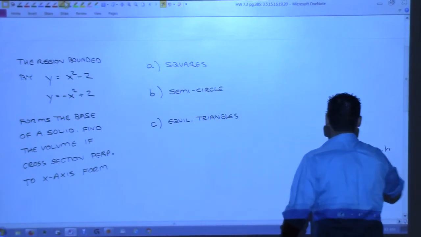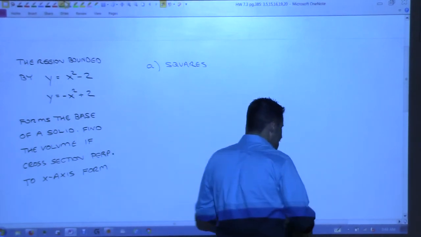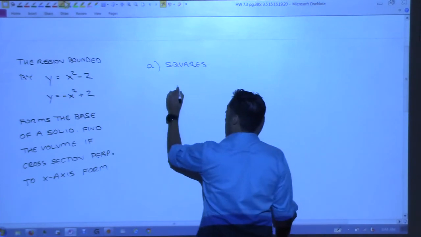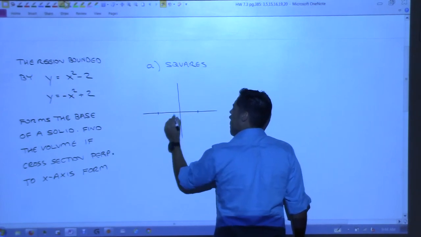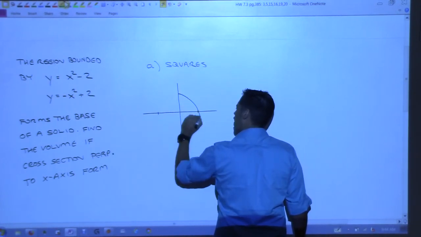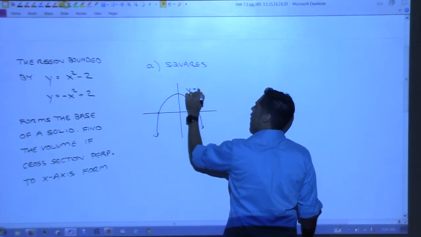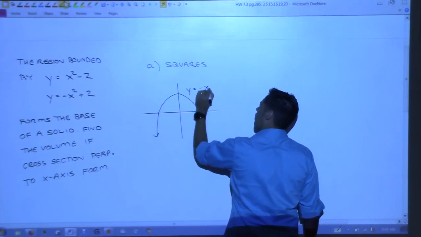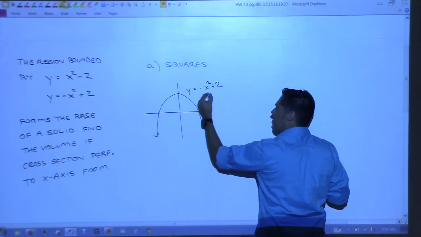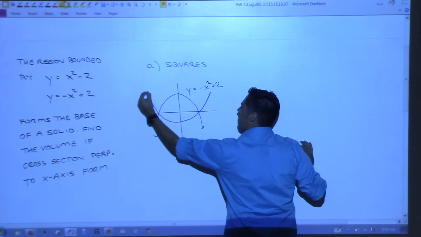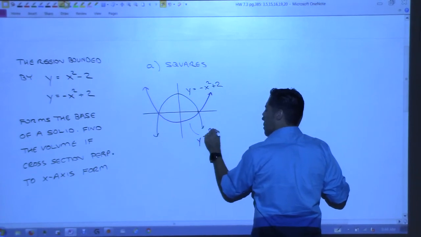So I'm going to draw a picture for part A. I'm going to get rid of this. For part A, let's start with the picture of the region. So it's going to go like this. That's going to be y equals the second one, so negative x squared plus 2. And then we have another curve that has the same x-intercepts, and that one's going to be y equals x squared minus 2.